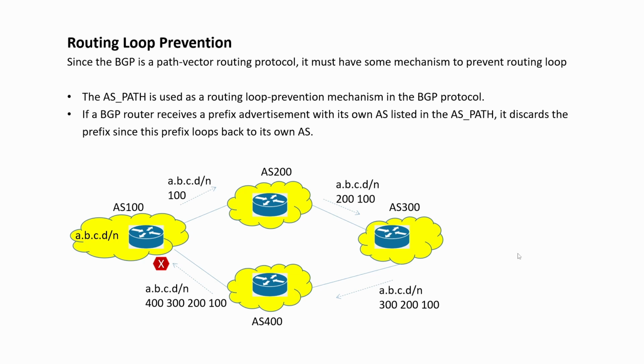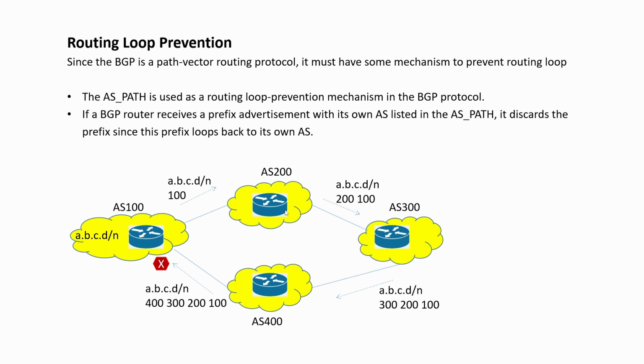So what does that mean? Take a look at this diagram. First, we need to discuss what a routing loop is. A routing loop is a situation like this. For instance, this is AS100. It advertises a prefix A.B.C.D/N out. So this advertises to AS200.